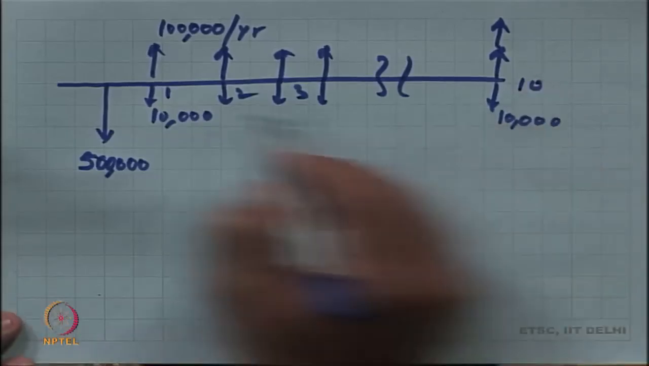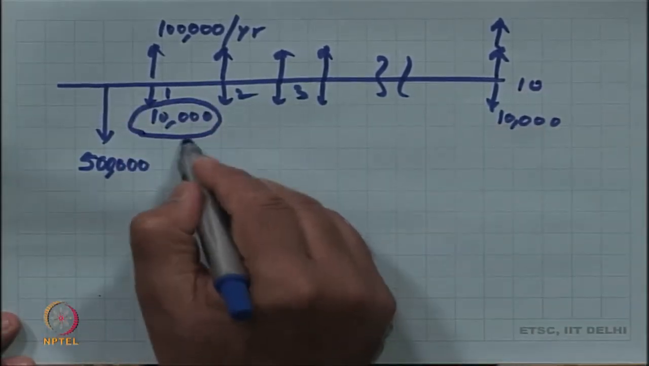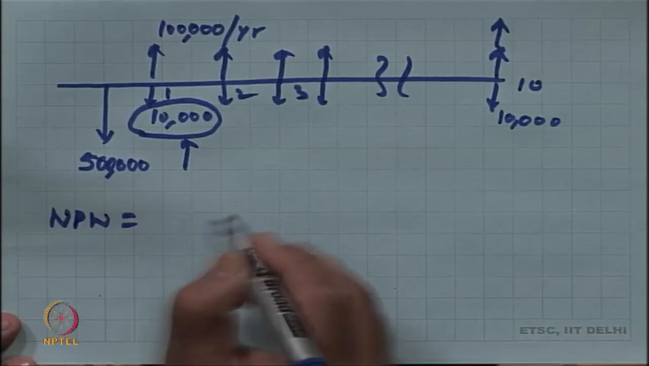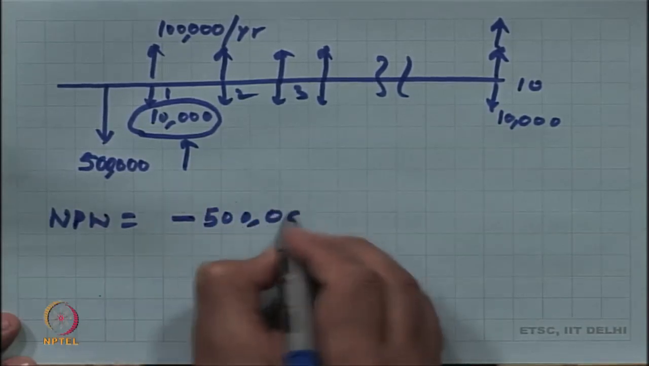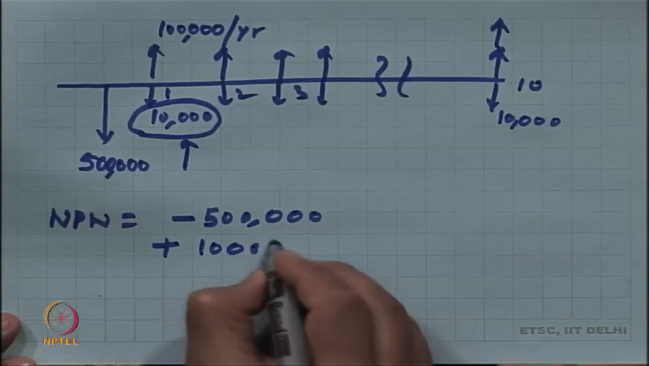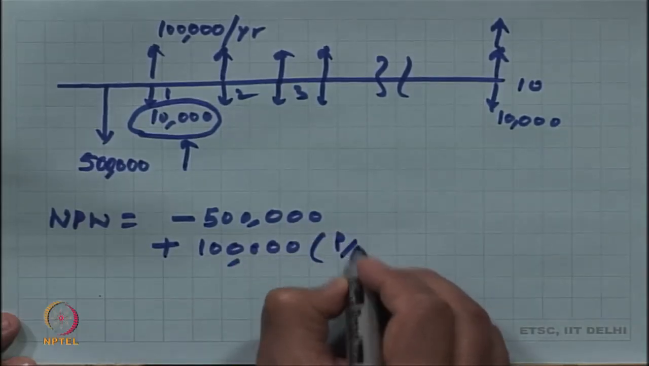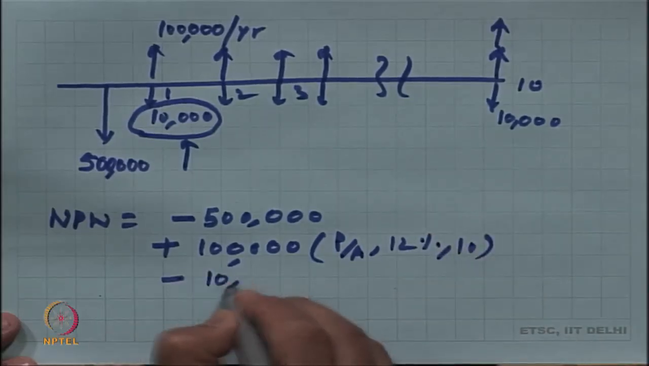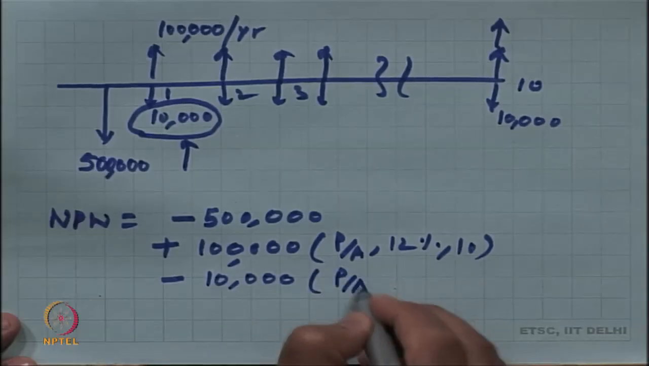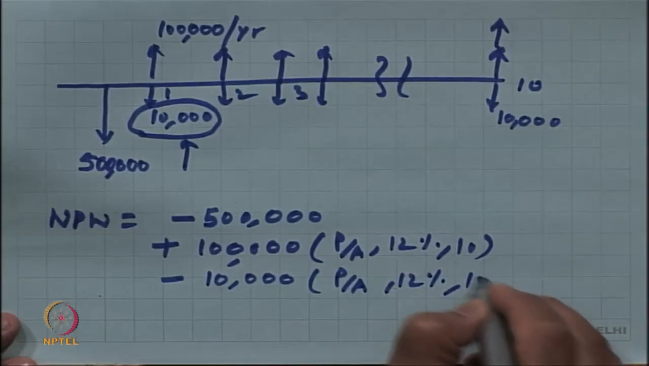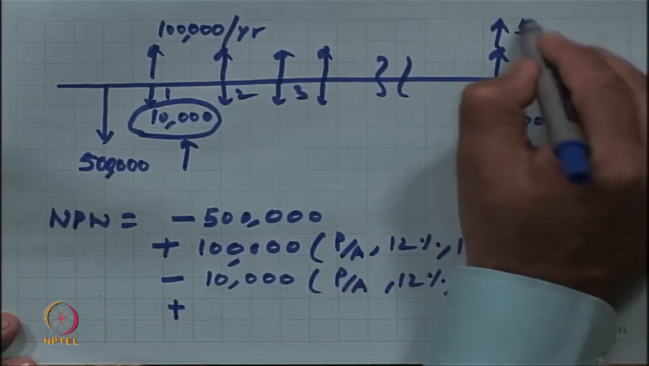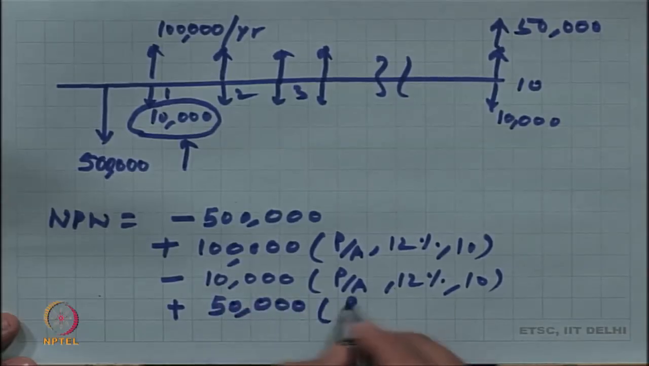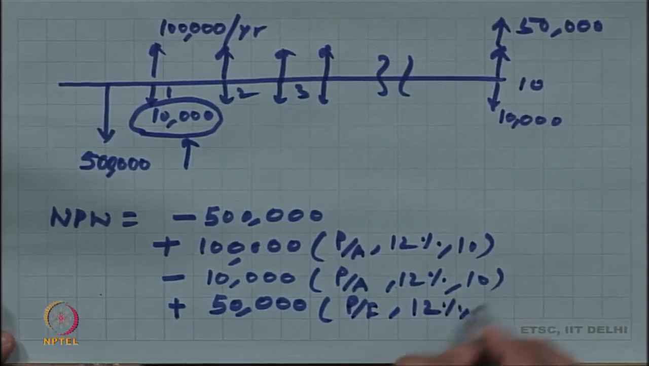What you find is that instead of 5,000, I am now making it 10,000. So, if you calculate the net present worth for this situation, it is going to be minus 500,000, no change here, plus 100,000 (P given A, 12%, 10), minus 10,000 (P given A, 12%, 10), plus 50,000, no change here, (P given F, 12%, 10).